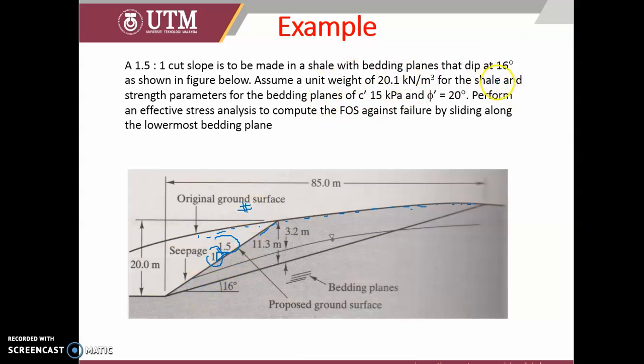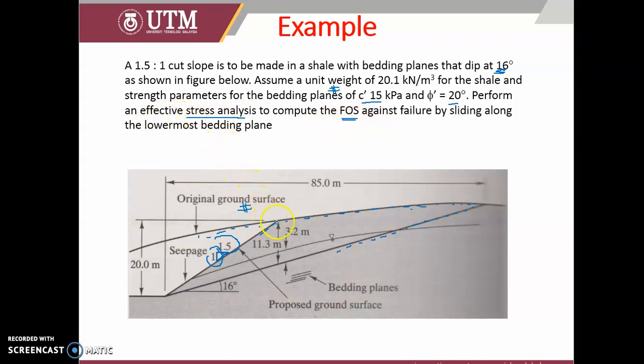It has a dip of 16 degrees, meaning the failure line occurred here. By knowing the unit weight, which we get from the laboratory data, and the shear strength parameters, C is 15 and phi is 20, what is the FOS in terms of effective stress?